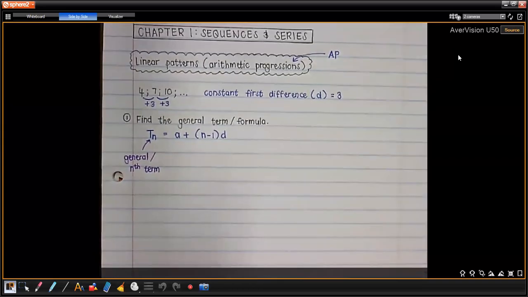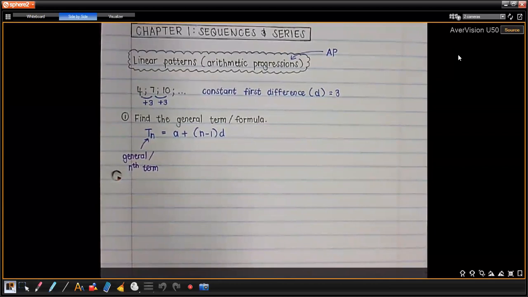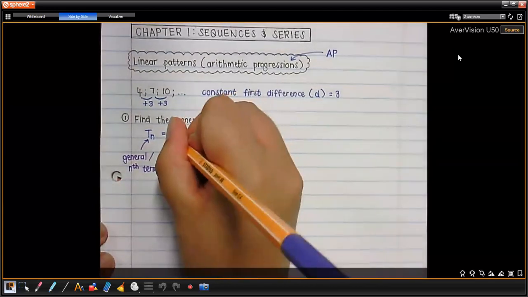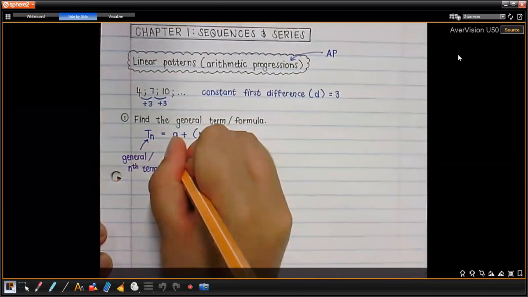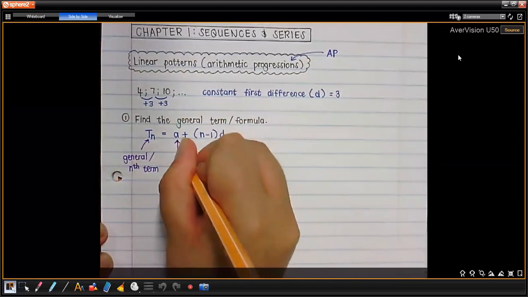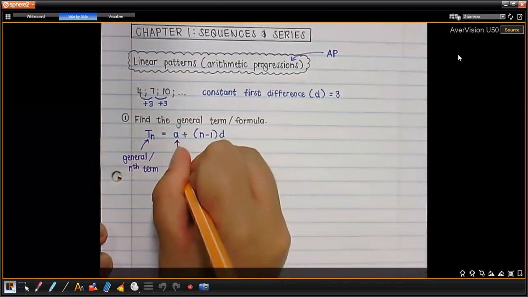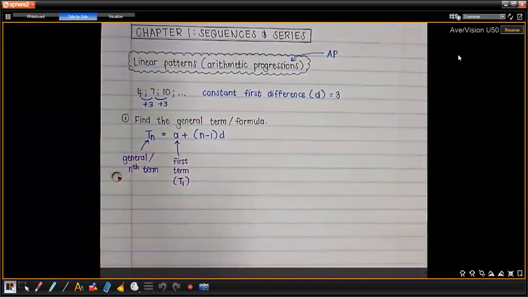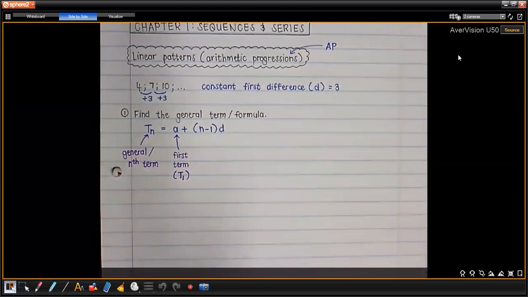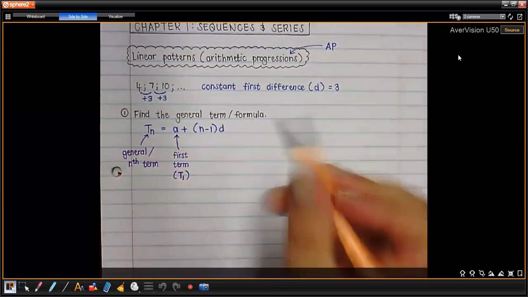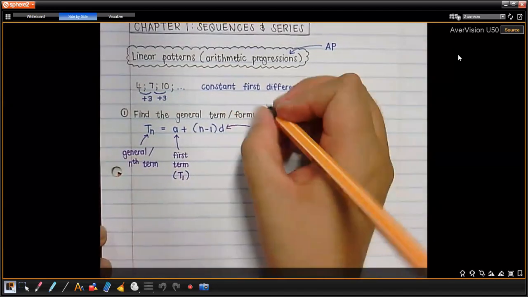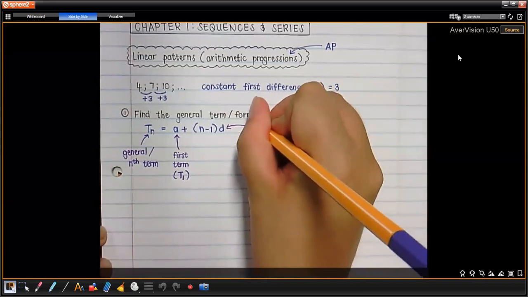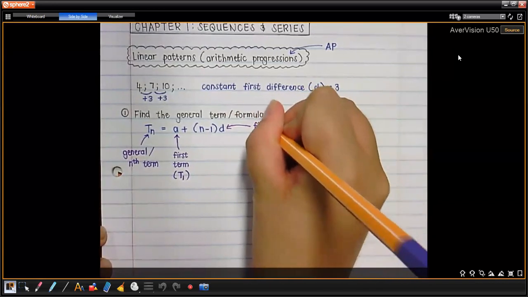Anyone remember what a is? The first term, yes. So a is the first term in that number pattern, and we remember that first term we will write as T1. Second term is T2, third term T3. d, I'll add that in as well because we've already spoken about that. That is the first difference.